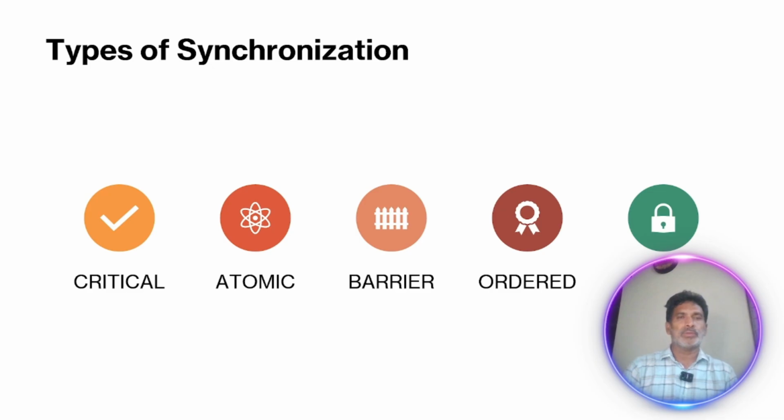And this is used when order or execution matters. Next one is the locks. Locks provide explicit control over access to the shared resources. So threads must acquire a lock before accessing data and must release the lock after use. And this offers flexible but more complex control.